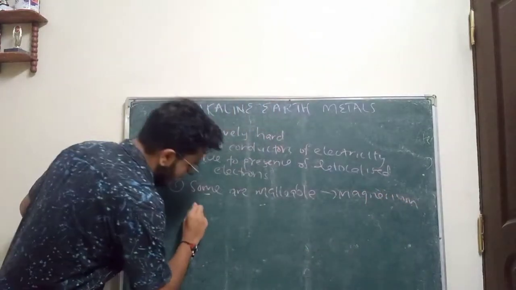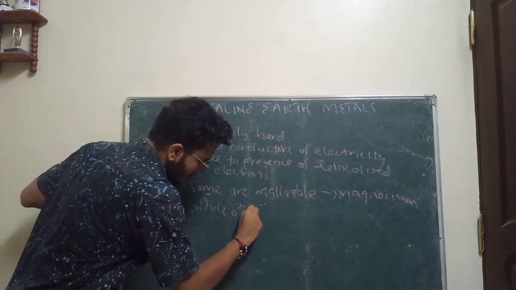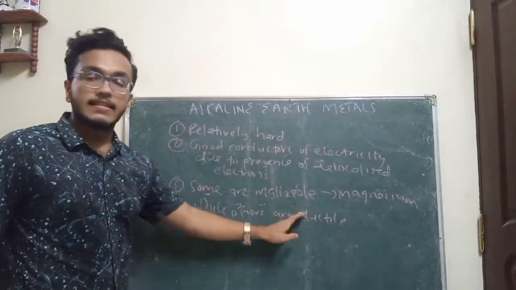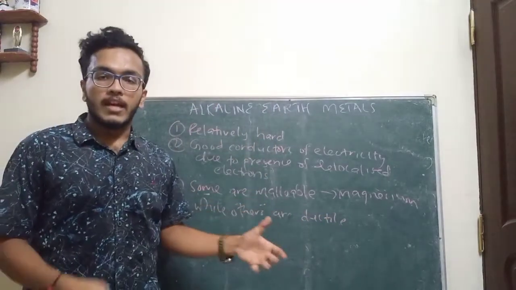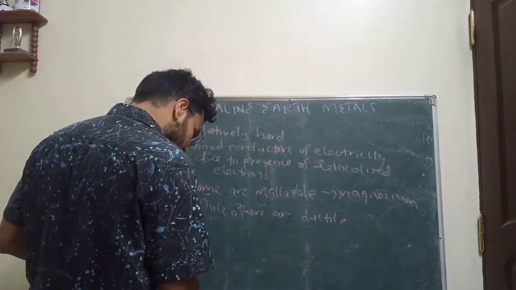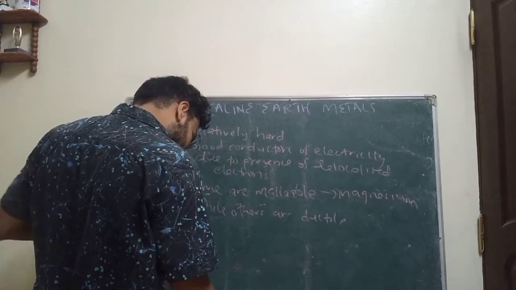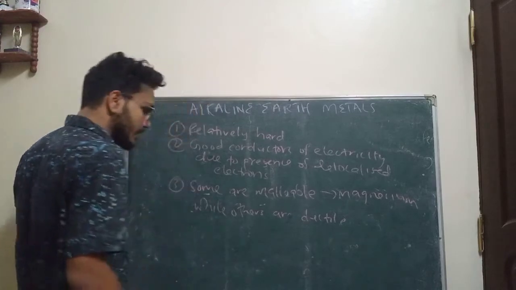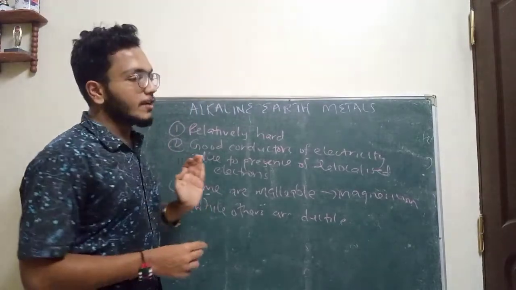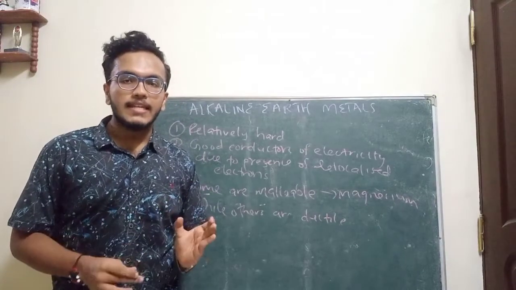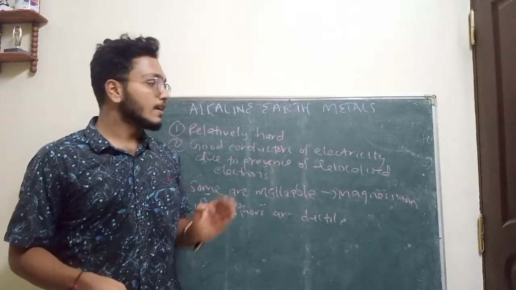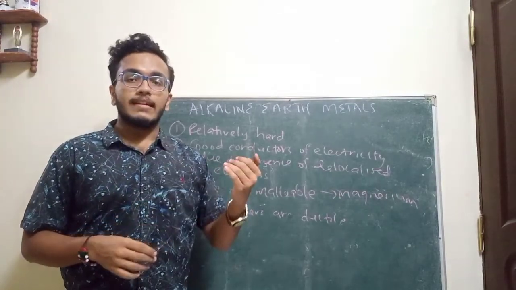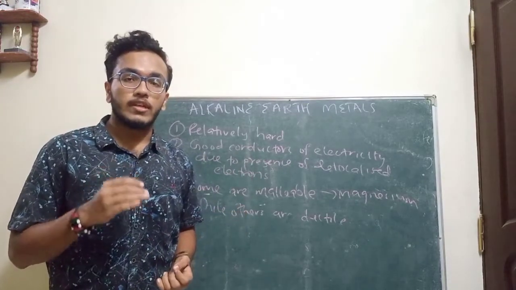while others are ductile. Ductile is the ability of a metal to be made into wires, to be drawn into wires, e.g. also magnesium. However, some alkaline earth metals are brittle and can easily be broken. So you can be asked in your exam the difference between malleability and ductility. Malleability is the ability of a metal to be hammered into thin sheets, while ductility is the ability of a metal to be drawn into thin wires.